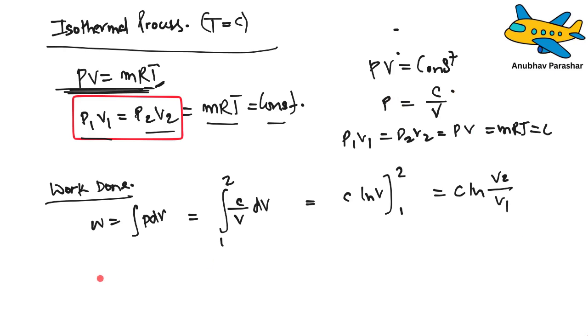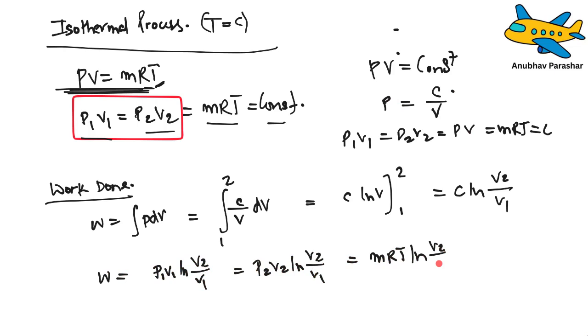So what I can write, the work done is nothing else but it is equal to P1, I can write it the way I want now. I can write it as P1 V1 ln V2 by V1. If you want to add mass, you can add mass also. So mass will not be added here, by the way. It is equal to P2 V2 ln V2 by V1 is equal to mRT ln V2 by V1.